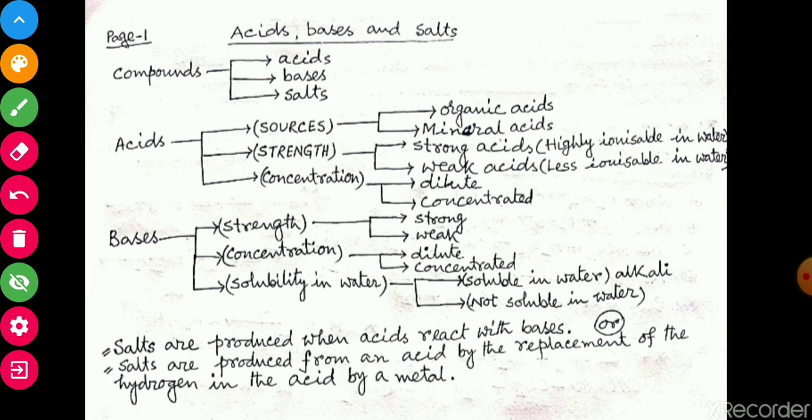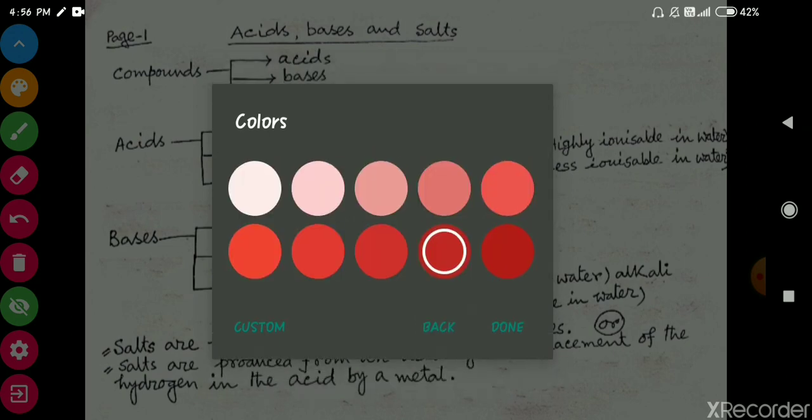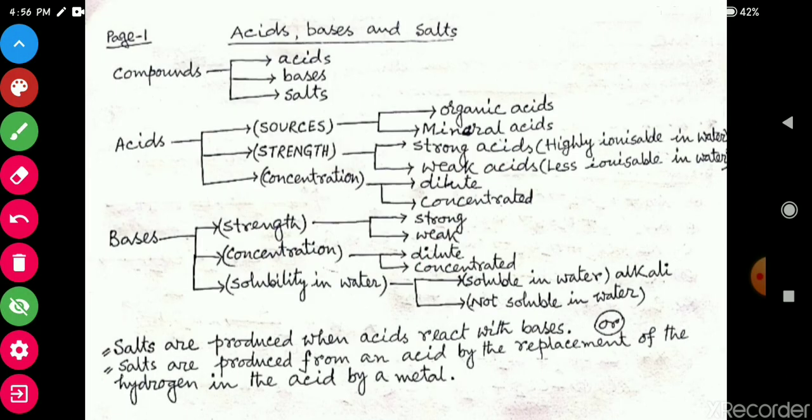You know, till date we have discovered 115 elements. These elements combine to give an enormous number of compounds. Mainly, these compounds can be classified as acids, bases and salts. Acids can be classified on the basis of sources, strength and concentration. On the basis of source, acids can be classified as organic acid and mineral acid.